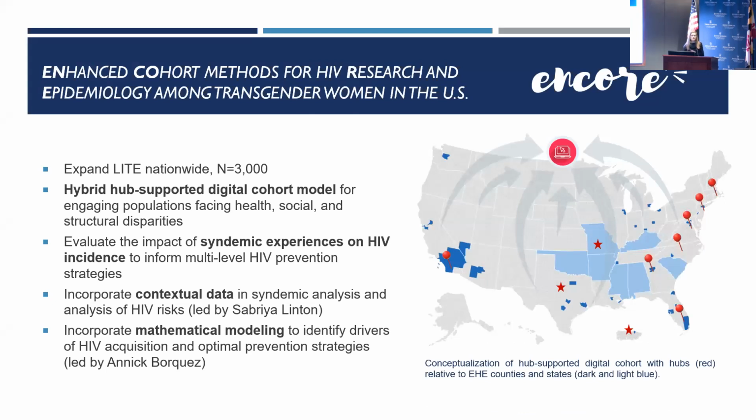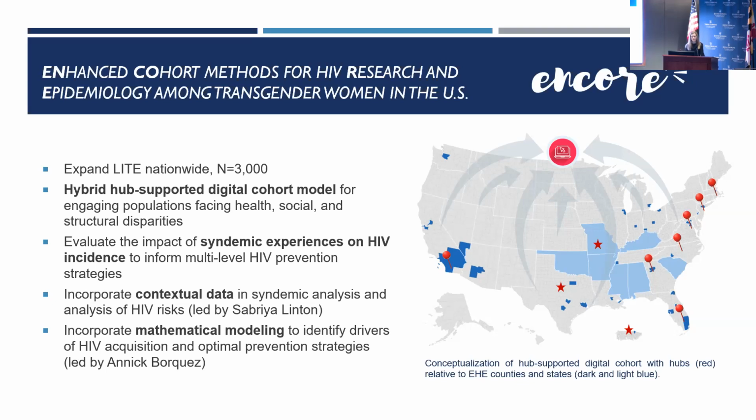Our study under the Light RFA is ending this year, but we've had another opportunity through the NIH to continue the work with the cohort and actually expand it nationwide. So the Light study will continue under the name ENCORE, Enhanced Cohort Methods for HIV Research and Epidemiology. We're continuing with this hybrid model, recognizing the higher risk that we observed among site-based participants. And so this will expand, again, the cohort nationwide.